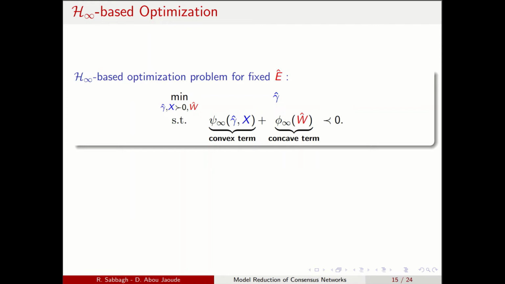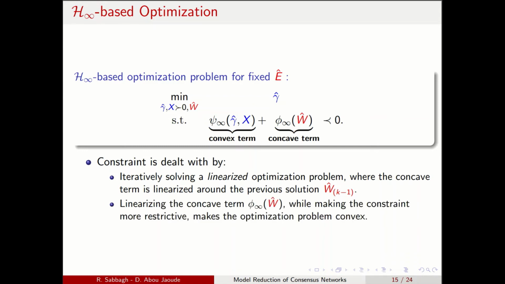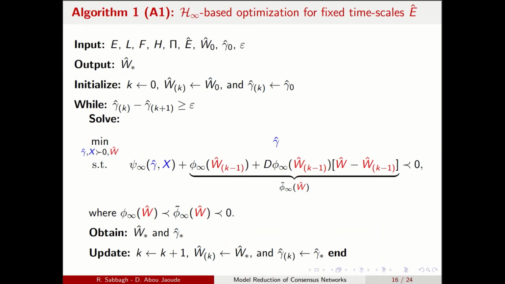So for fixed timescales, the original problem reduces to the following optimization problem, where the constraint is no longer a function of the nodal timescales. And in this case, the simplified inequality constraint takes the form of a difference of two positive semi-definite convex mappings. And inequalities in this form can be readily dealt with by iteratively solving a linearized version of the optimization problem. Namely, the concave term can be linearized around the previous solution so that the inequality constraint function becomes convex. So in particular, to solve the problem for fixed timescales, the following algorithm is proposed, which iteratively solves the linearized optimization problem until the algorithm converges to a local solution.